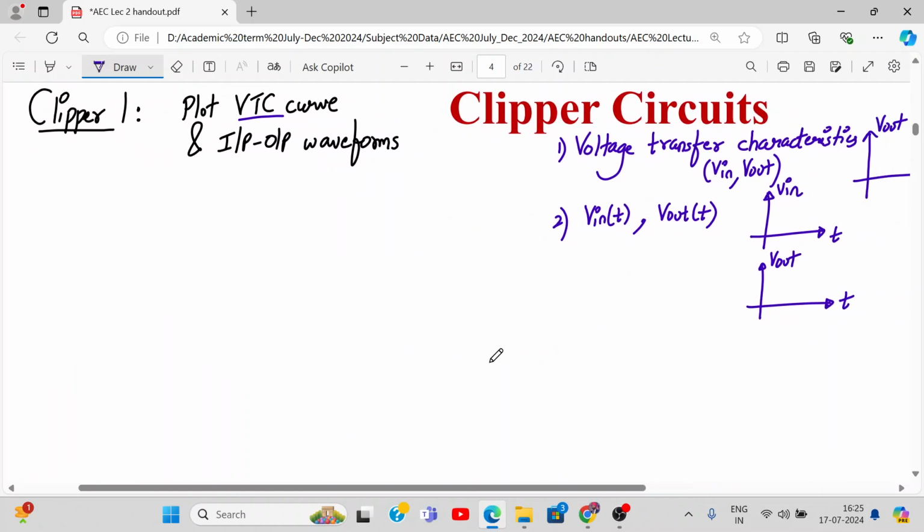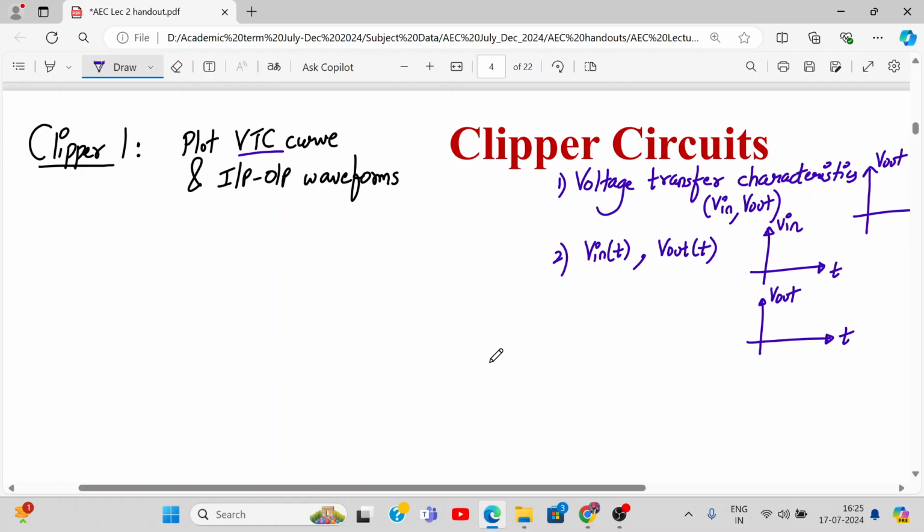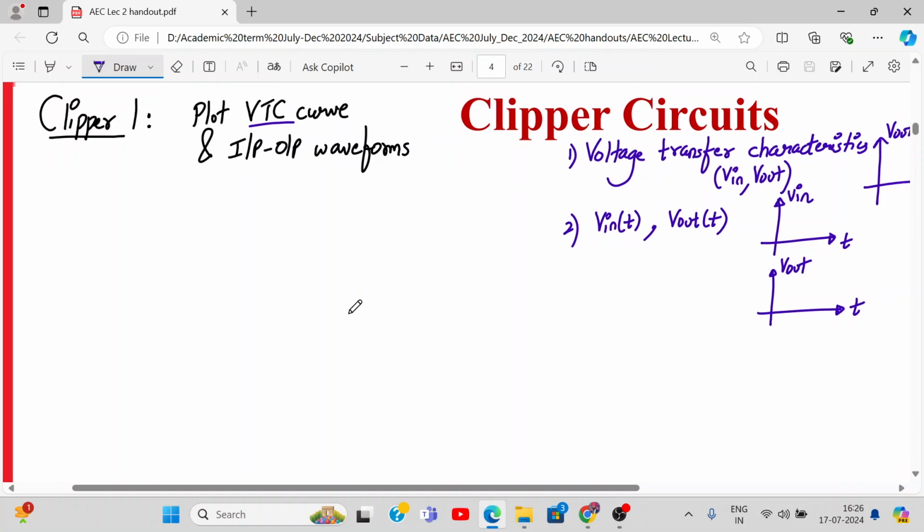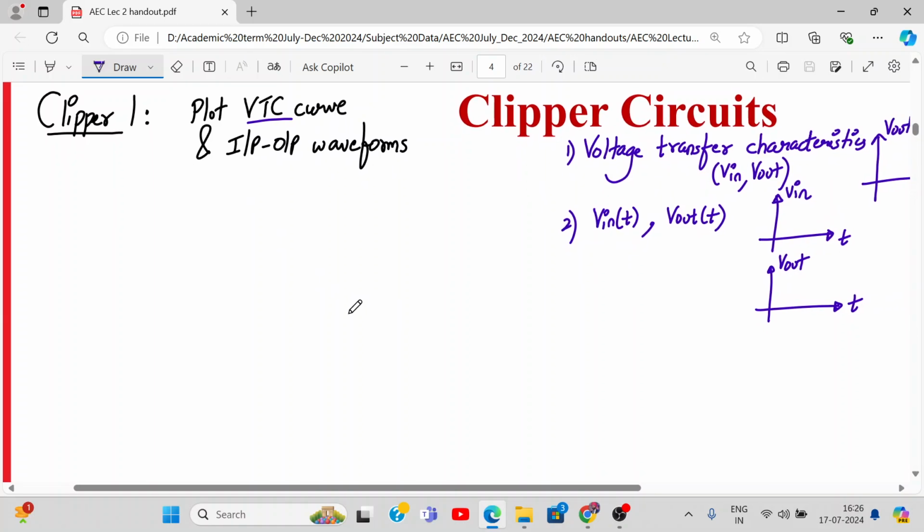Now can we start with the clipper circuits? Everyone, please. Actually we have to follow both the models, but I will teach you only the constant voltage model. For exercise, you have to do the ideal diode model on your own. If you want to change from the constant voltage model to the ideal diode model, just make VD on equal to 0. That's it. So I won't be doing it, you have to do it on your own. I'll only be following the constant voltage model.